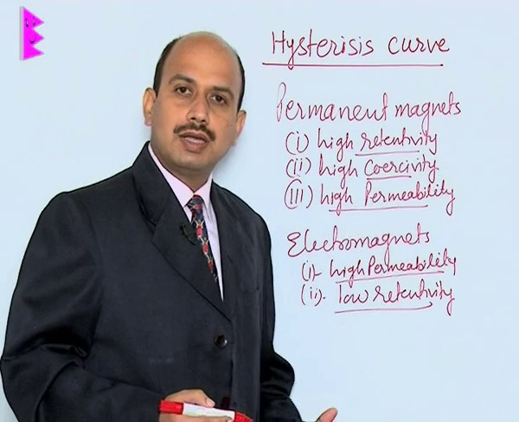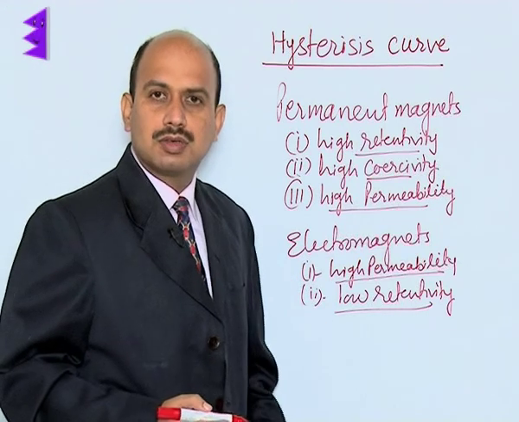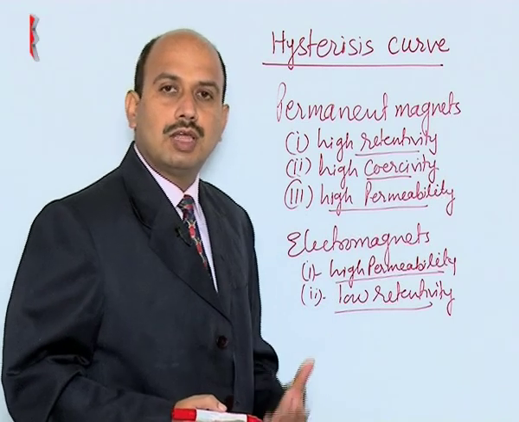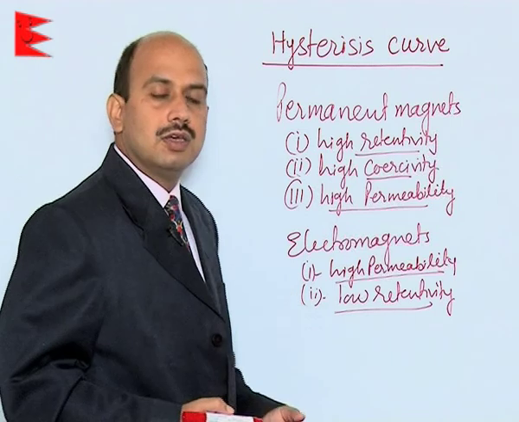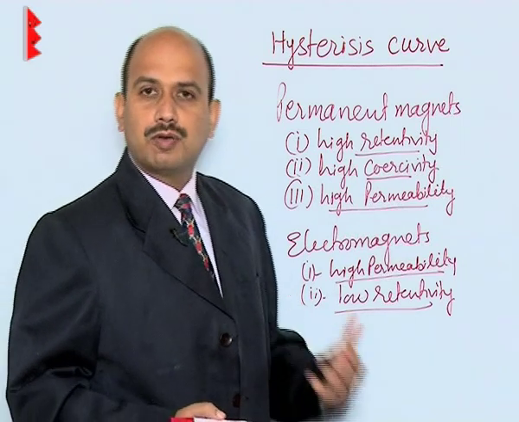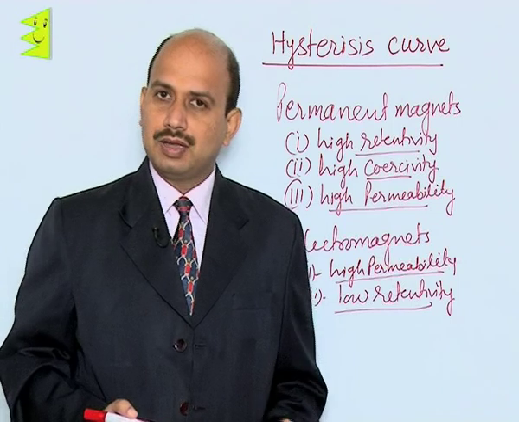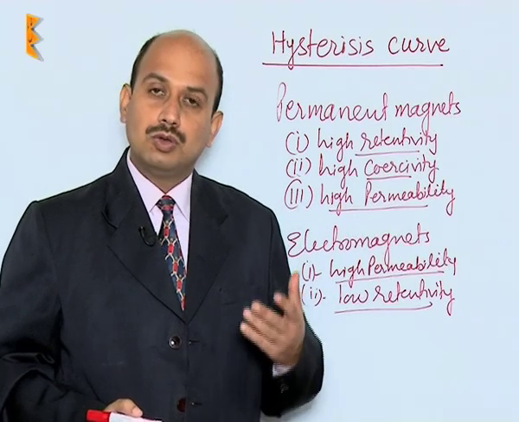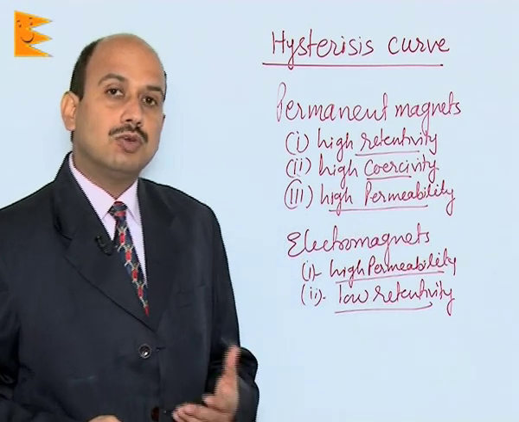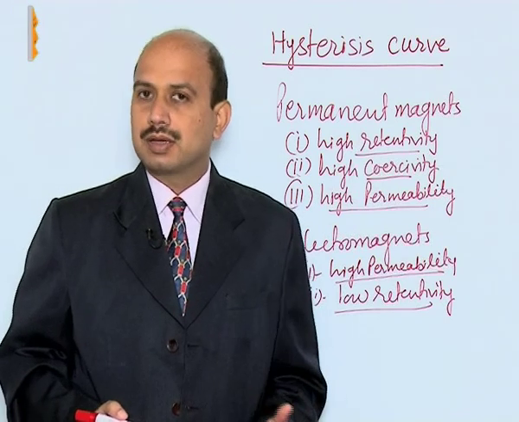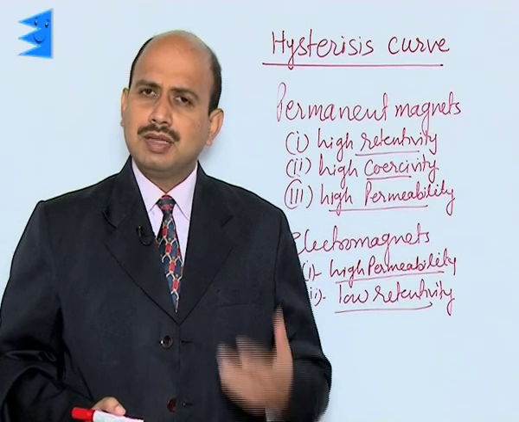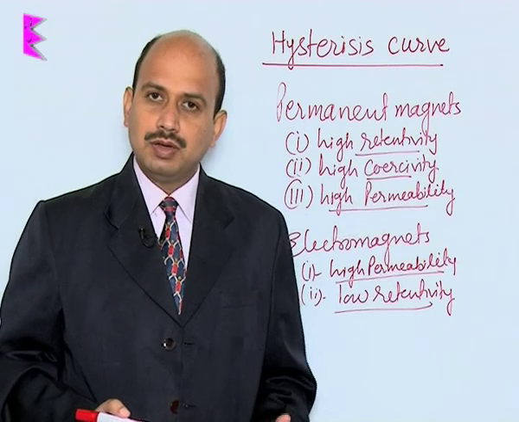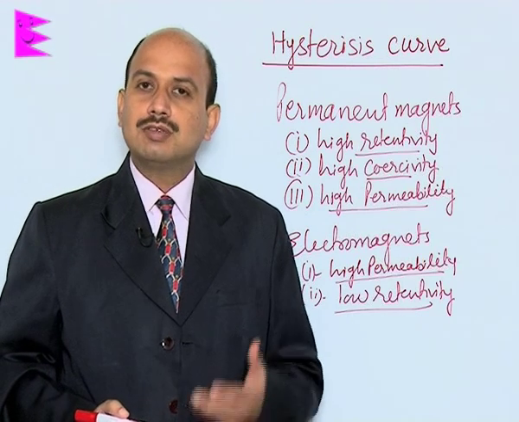When you switch off the current, it should suddenly get demagnetized, because we don't need the magnetic property after the current is switched off. So the electromagnet should have low retentivity. If you take steel and soft iron, the soft iron has high retentivity and low coercivity, but it is not preferred for making permanent magnets, whereas steel has comparatively low retentivity but high coercivity. So for making permanent magnets, steel is preferred, whereas for making electromagnets, soft iron is preferred.